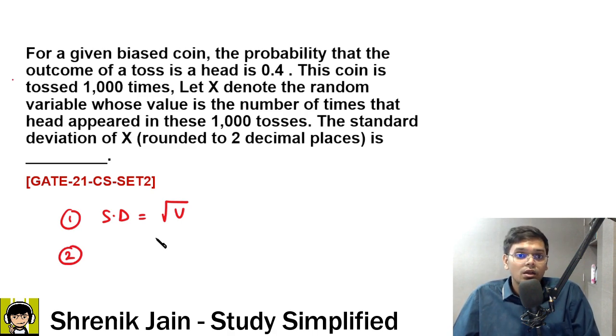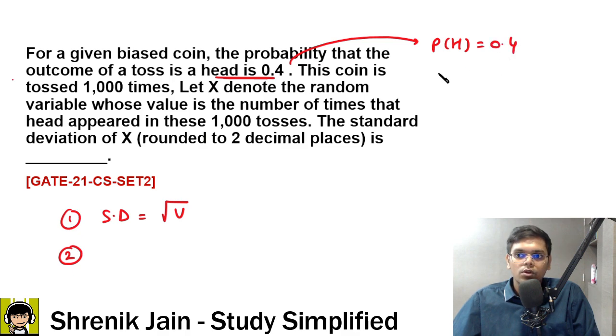What is the hint? For a given biased coin, the probability of getting head is 0.4. Okay, if the probability of head is 0.4, then what would be the probability of tail? It's a biased coin. Biased coin means not so good a coin, a corrupted coin.